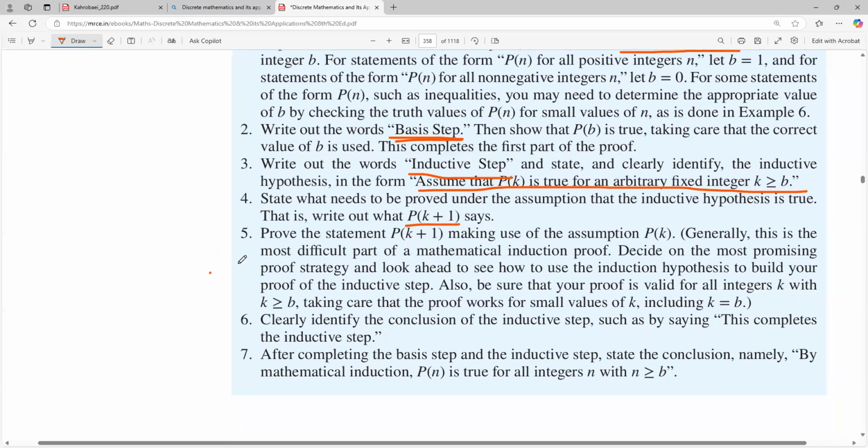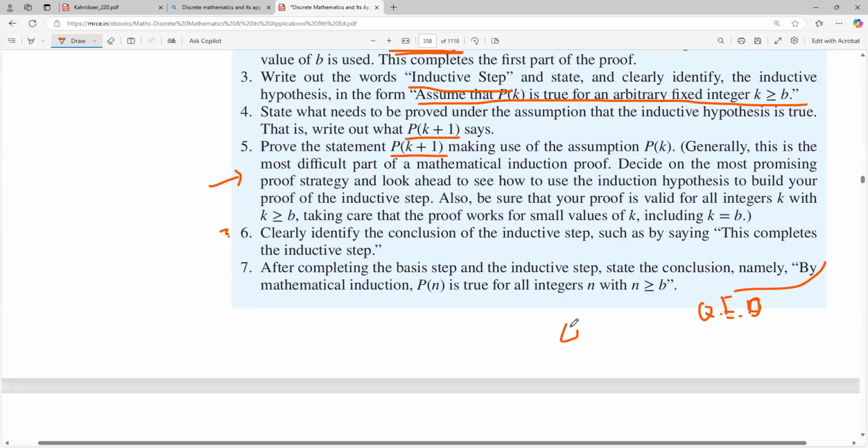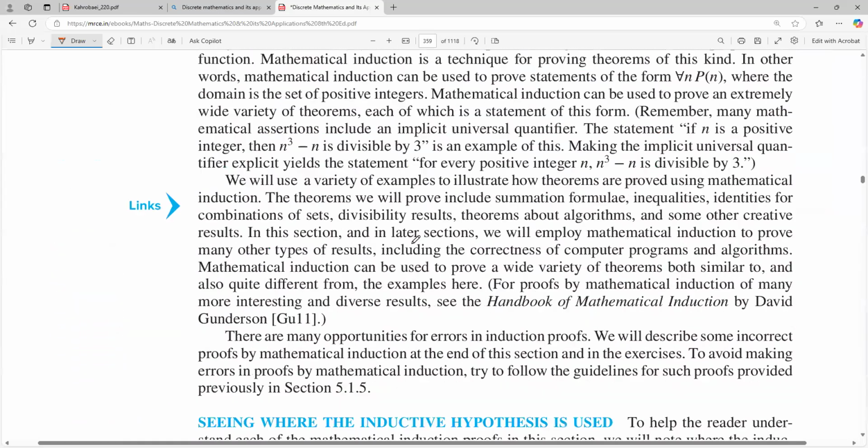And then step 5 is like the math part of it. We prove P of K plus 1 using P of K. Then we're good here. Then you just state the proof and put QED. For the mathematicians in this class, I think you know what QED means. Basically it means quite easily done. Or you'll usually see like a little square. Right? So let's do a few examples.